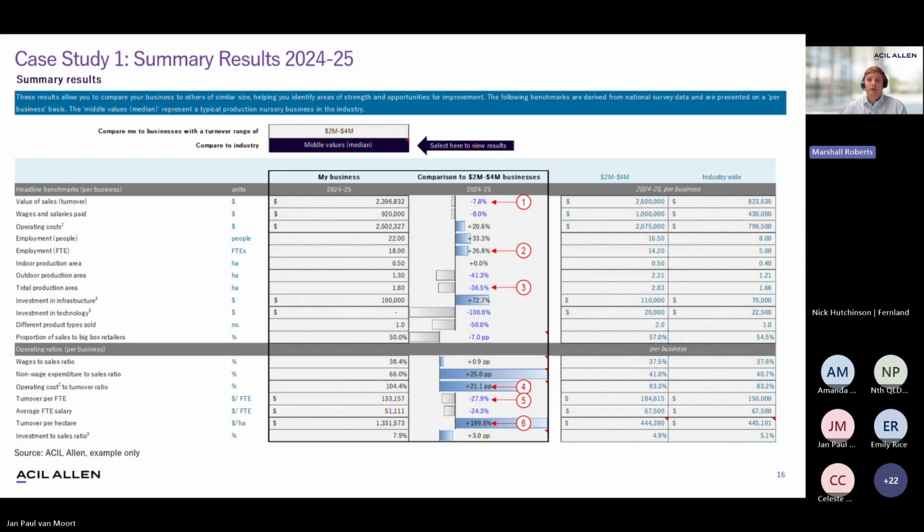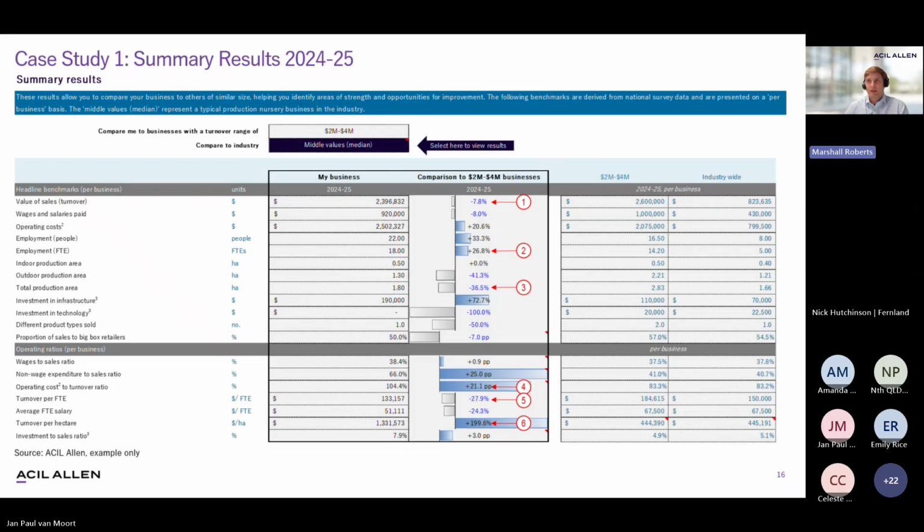However, immediately we can see some operating cost pressures. At item 2, we can see that this business is employing 26% more employees on a full-time basis than its peers of similar size. So relatively around 4 to 5 more full-time employees compared to businesses of similar size. At item 3, we can see their production area is a little bit smaller than their peers.